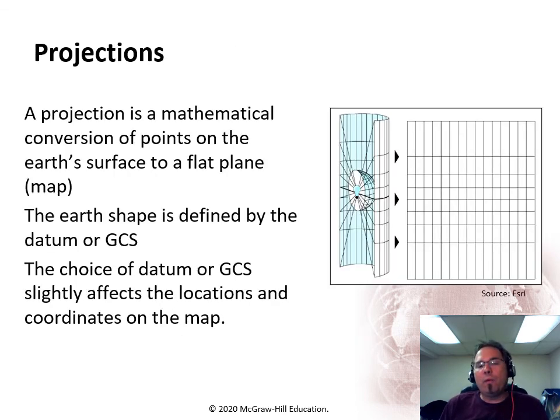Now, getting back to going from 3D to 2D, what is a projection? A projection is essentially unrolling the Earth onto a flat sheet of paper, right? It's a mathematical conversion to take Earth from a round ball to a flat plane. And the shape is defined by the datum or the GCS. So in our case, most of the time we're working in North America, we're going to use NAD 83, NAD 27, whatever. So the choice is definitely going to be dictated by the area of interest for your map.